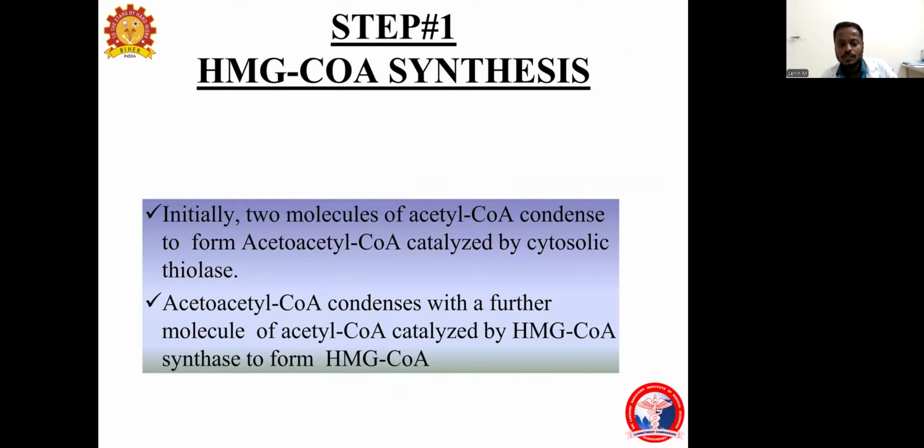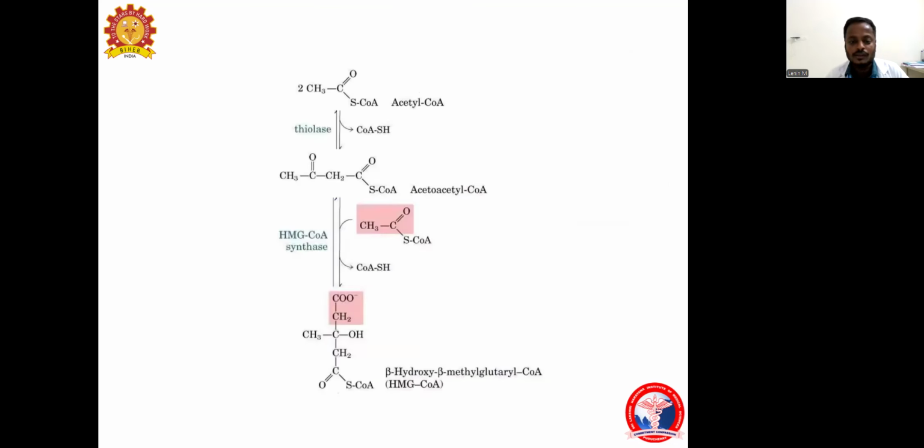So this is for that, and initially two molecules of acetyl-CoA condense, catalyzed by the cytosolic thiolase enzyme, to form acetoacetyl-CoA. Then a further molecule of acetyl-CoA is added, catalyzed by HMG-CoA synthase. This is HMG-CoA formation. So that is the reaction where acetyl-CoA condenses together to form HMG-CoA by the enzyme HMG-CoA synthase.